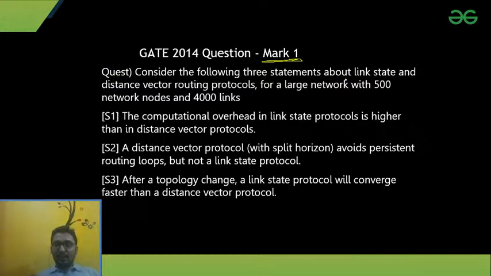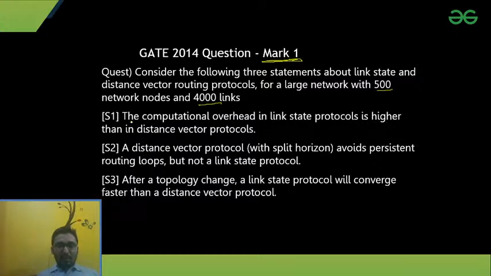Consider the following three statements about link state and distance vector routing protocols for a large network with 500 nodes and 4,000 links. So these are the counts of nodes and edges. These are the three statements, and let us see whether they are correct or not, and that is what was asked in the question. So let us go one by one with the statements.